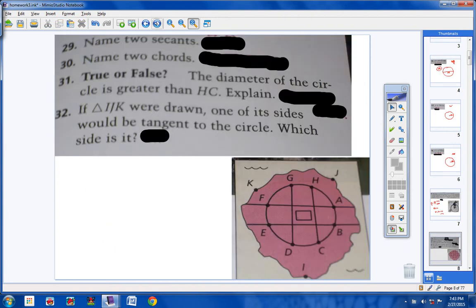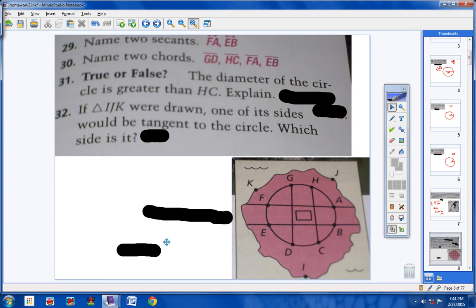Okay, moving on to numbers 29 through 32. First of all, in 29, they want us to name two secants. Actually, I'm incorrect. There's two secants, secant FA and secant EB, line FA and line EB. So there's two secants. Name two chords. Now there's plenty of chords. We have chord GD, chord HC, chord FA, chord EB, or in other words, segment GD, segment HC, segment FA, segment EB. Any of those two would be acceptable.